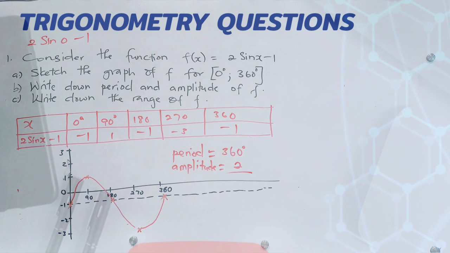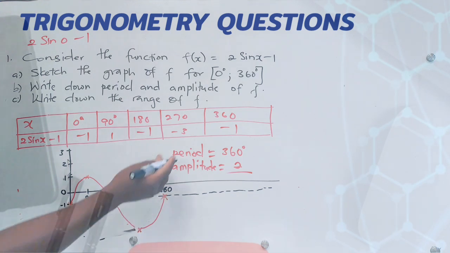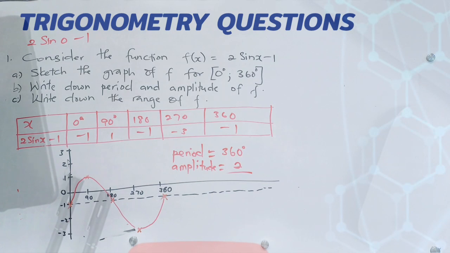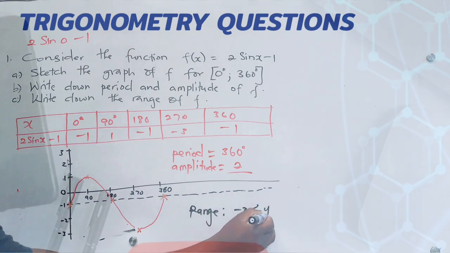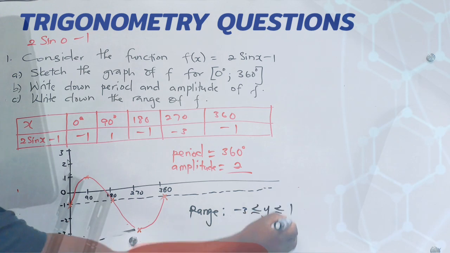Now let's see the last one. Write down the range of f. For the range of f, we need to find which one is our minimum point and which one is our maximum point. Our minimum point is this one, which is minus 3. Or you can determine it from the table: the least number is the minimum point. So we are from minus 3 to a maximum, which is 1. So for our range, we say minus 3 is less than or equal to y, which is less than or equal to 1.